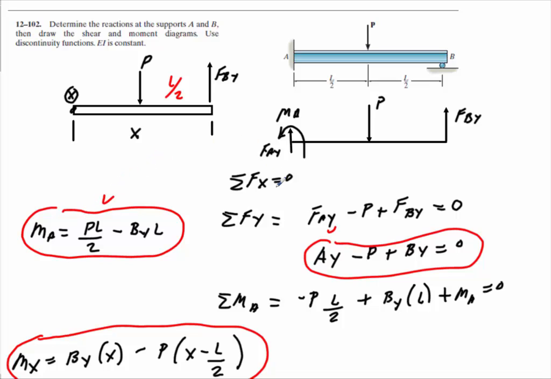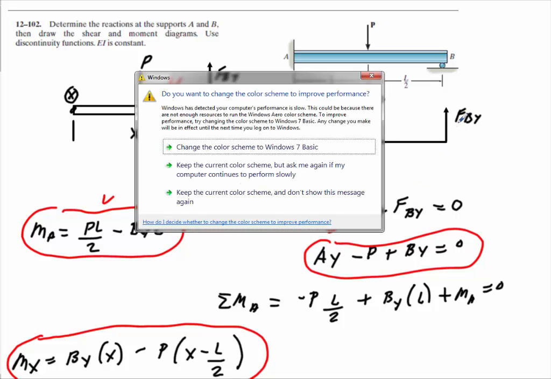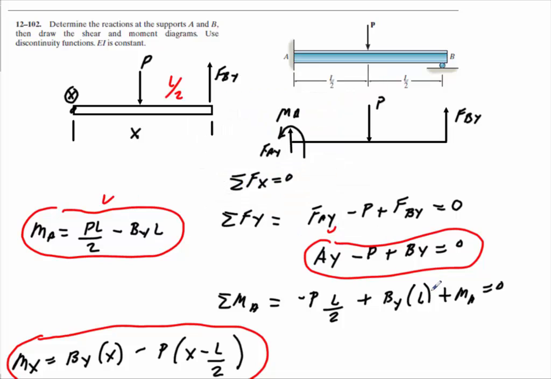What I did was take a moment at A, and I would get P times L over 2, and made that negative because it's going back this way, plus FBY or BY times L plus MA is equal to 0. I solve for MA here, and MA would just be PL over 2 minus BY times L.